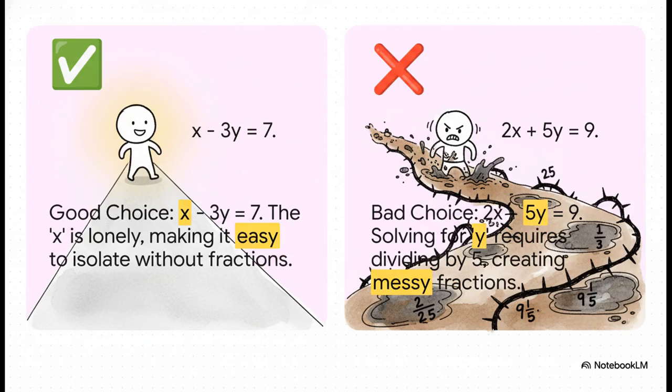Okay, this slide shows exactly what I'm talking about. On the left, in our good choice, notice that x is lonely. To get it by itself, you just add 3y to both sides. No fractions, nice and clean. But look at the right. If you try to isolate y in that equation, you have to divide everything by 5. And that creates fractions, which is exactly the headache we're trying to avoid.